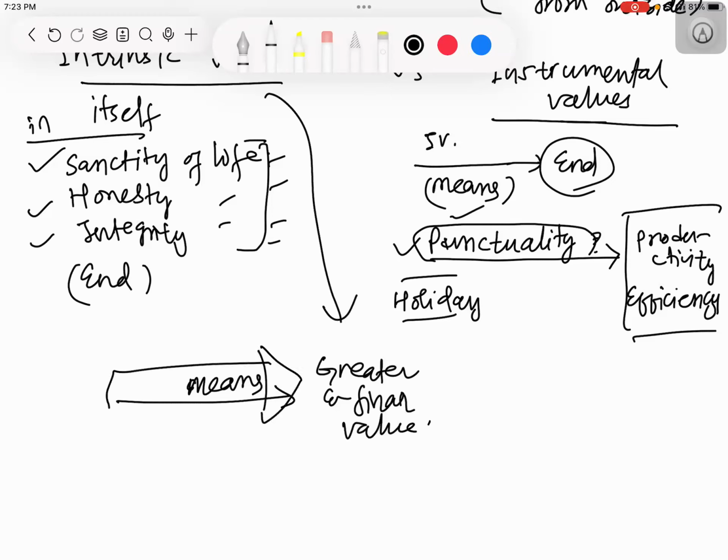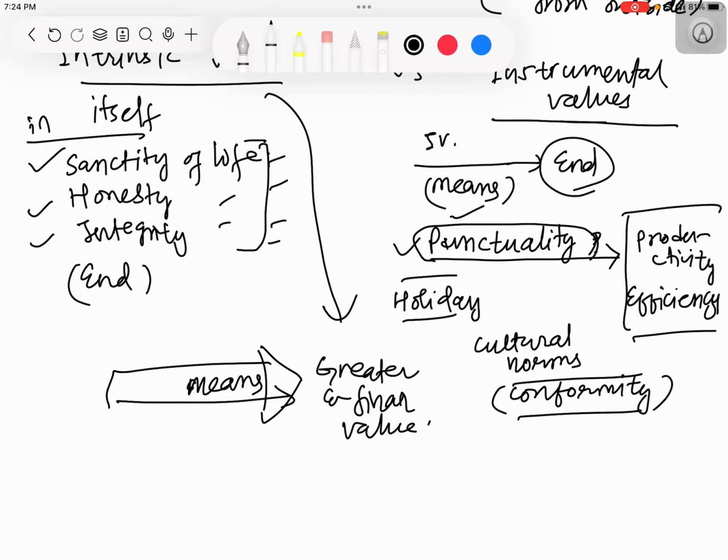For example, punctuality. What else can be an instrumental value? For example, let us say cultural norms like conformity. Conformity means whatever is done in a society, we accept and follow it.